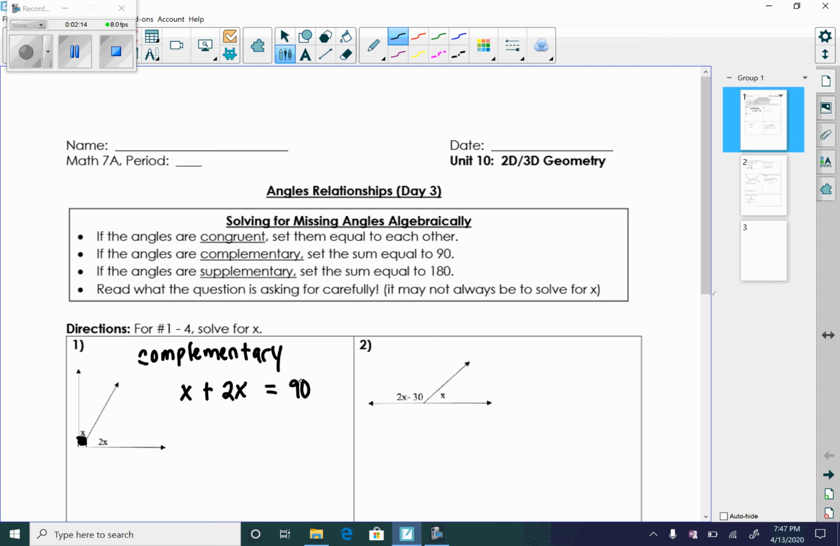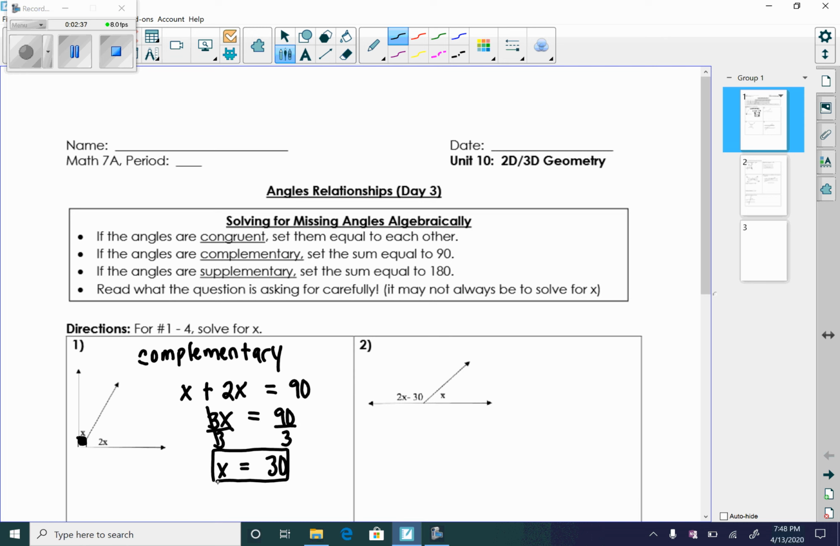Okay, we're going to combine our like terms. So 1x plus 2x is 3x. We're going to divide both sides by 3. And we're going to get x equals 30. Now that's all we were asked for in this problem. We were only asked to solve for x.